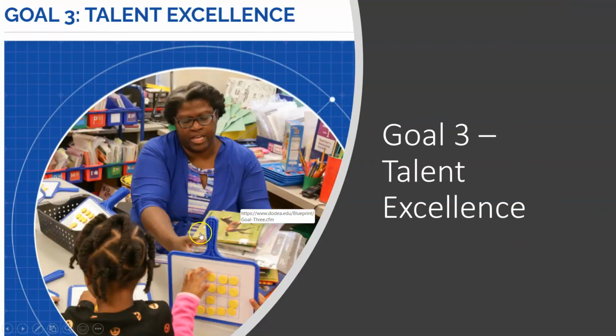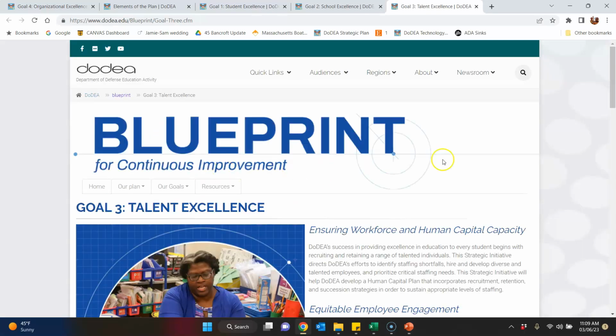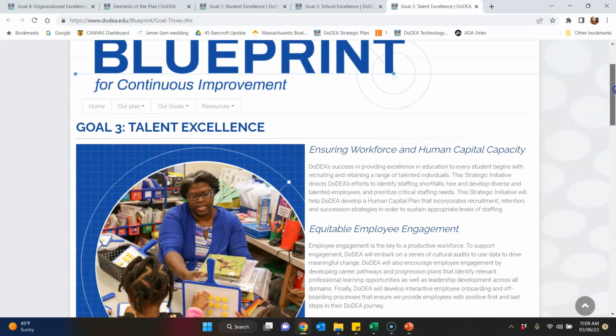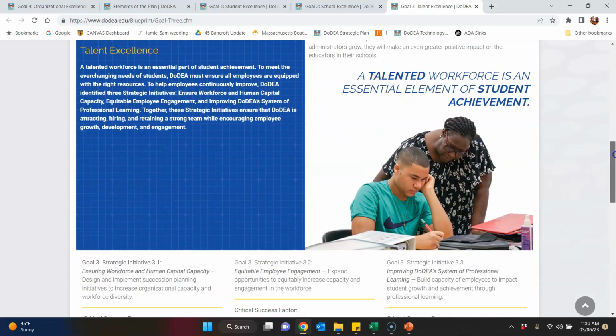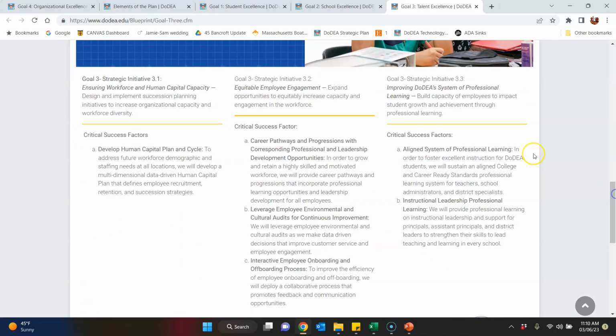Goal 3, talent excellence. Very, very important. This was where we make sure that the teachers have the professional development that they need, the training, that they're able to network with other teachers, and anything else that is going to improve their ability to teach. So here we have 3 initiatives. The first one is ensuring workforce and human capital capacity. And the success factor is developing a human capital plan and cycle.